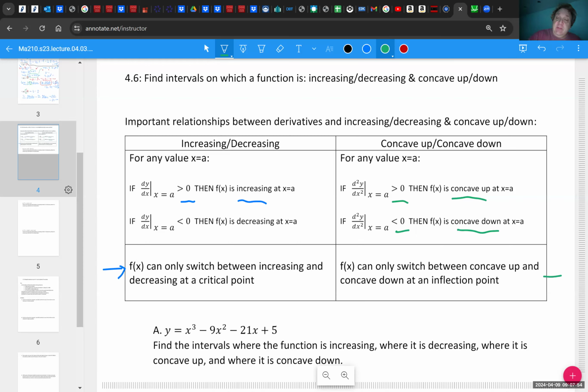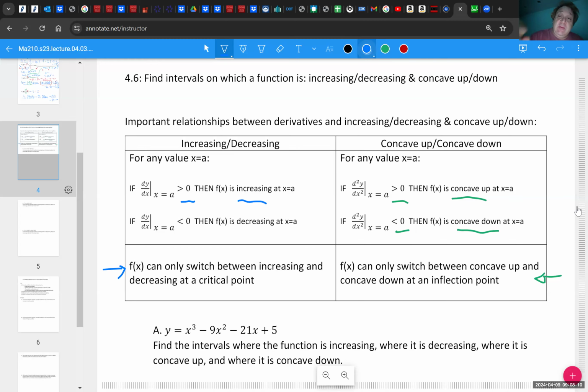And then we have this very important thing right here. A function can only switch between concave up and concave down at an inflection point. Inflection points could be a critical point, but it also could be when the second derivative is equal to zero or when the second derivative is undefined.